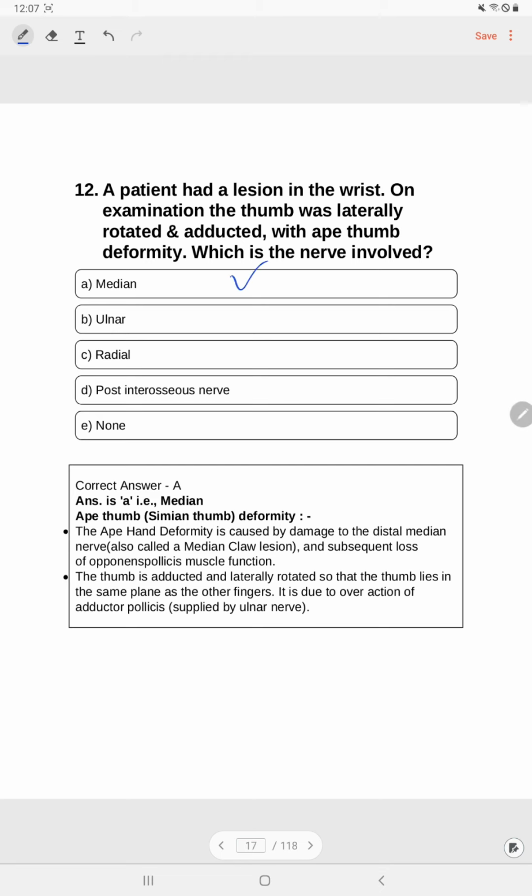Median nerve involved for ape thumb deformity, also called simian thumb. Ape thumb deformity is caused by damage to the distal median nerve, so-called median claw lesion, and subsequent loss of opponens pollicis muscle function. The thumb is adducted and laterally rotated so that the thumb lies in the same plane as the other fingers. It is due to overaction of the adductor pollicis supplied by ulnar nerve.